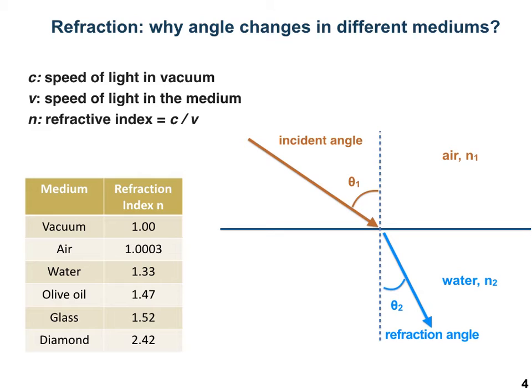And since light travels in different media at different speeds, in optical physics we use the refractive index n to describe this property of different media. For instance, the speed of light in vacuum is c, and the speed of light in water is v, and the speed of light in water is smaller than c. We get a refractive index larger than 1 for water, which is 1.33. And for other media, where the light travels even slower, we get an even larger refractive index.